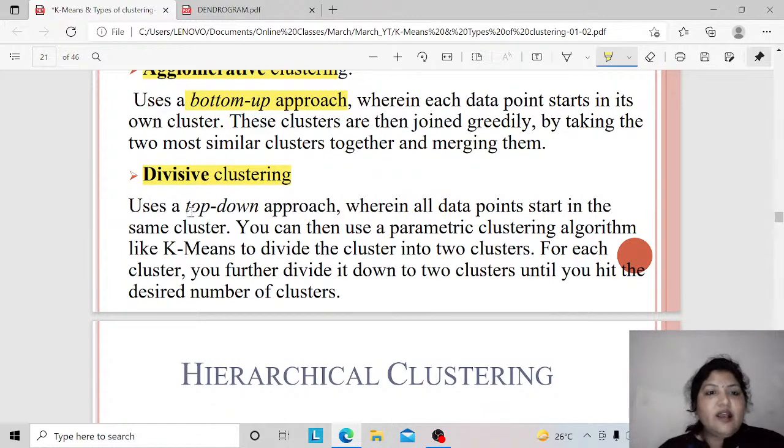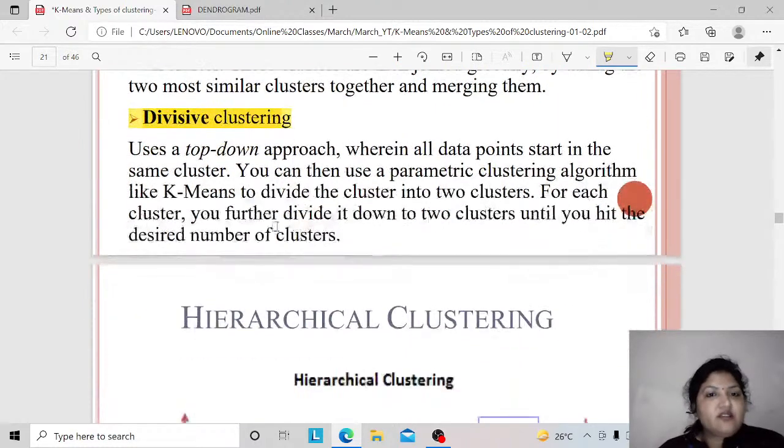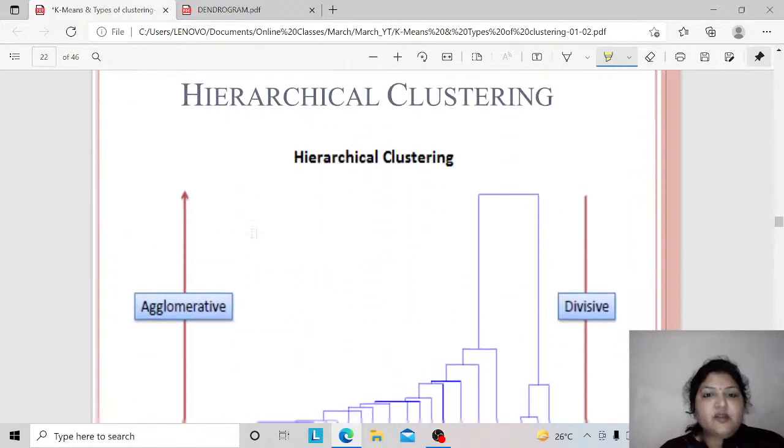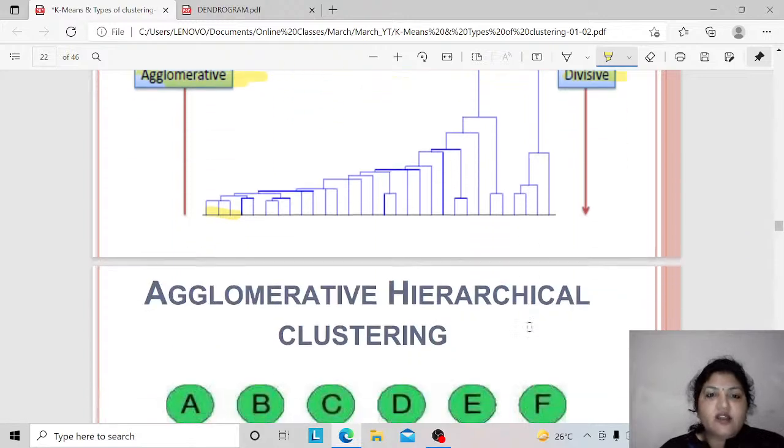So let us see how agglomerative and divisive clustering are going to work, right? Suppose I have this graph over here, and in this graph the first approach is agglomerative, the bottom up approach. When we use the agglomerative approach, we are following the bottom up approach. And if we are talking about the divisive approach, we have all the data points, and then we divide when we are making the hierarchy of clusters, right? So this is how it works.